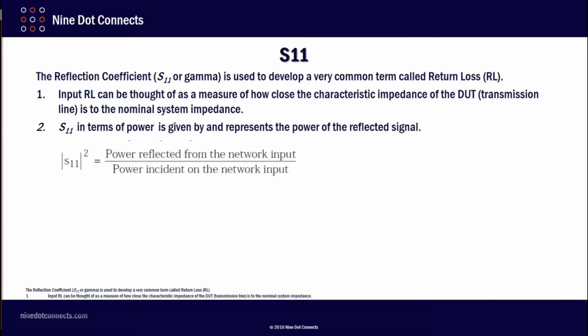S11 in terms of power is given by this equation right here, and it represents the power of the reflected signal if you square the magnitude of it. Notice though that this term here is a ratio of the power reflected over the power incident.